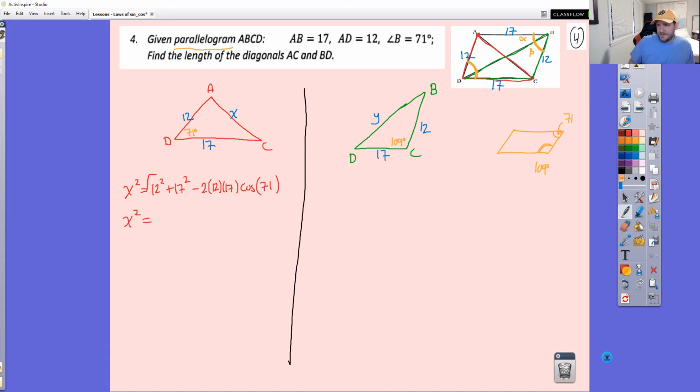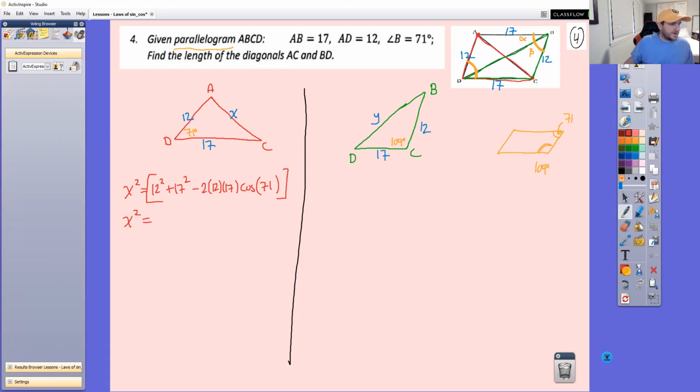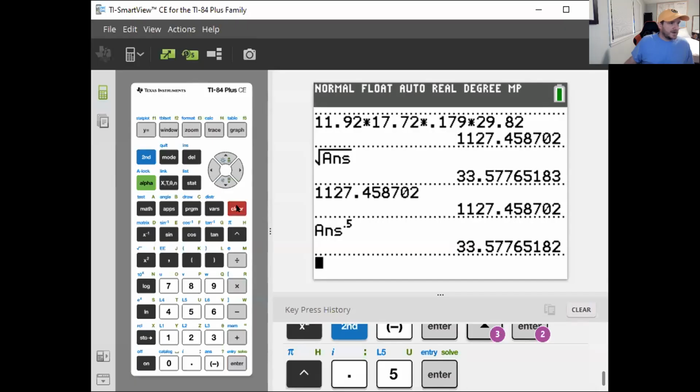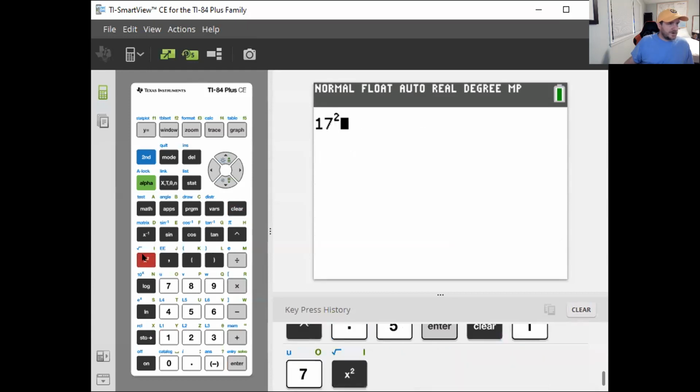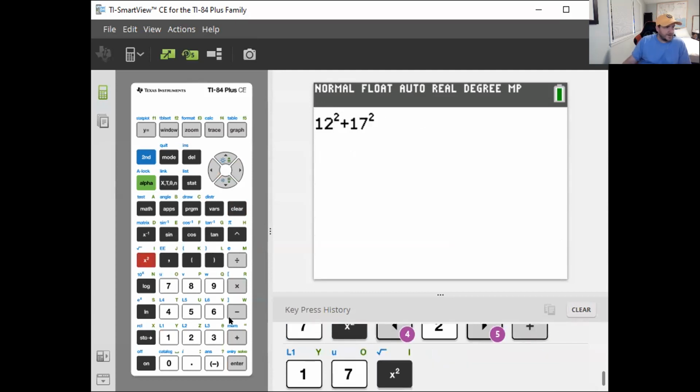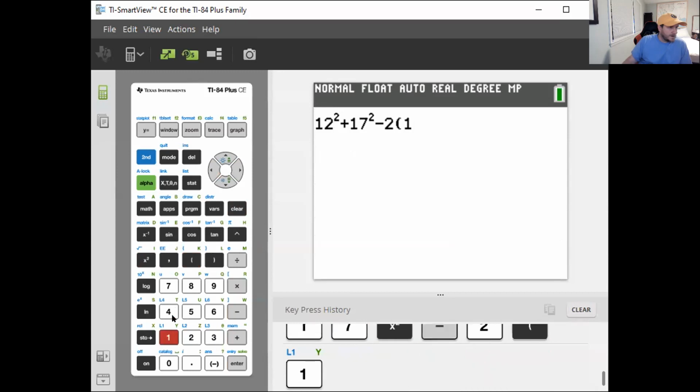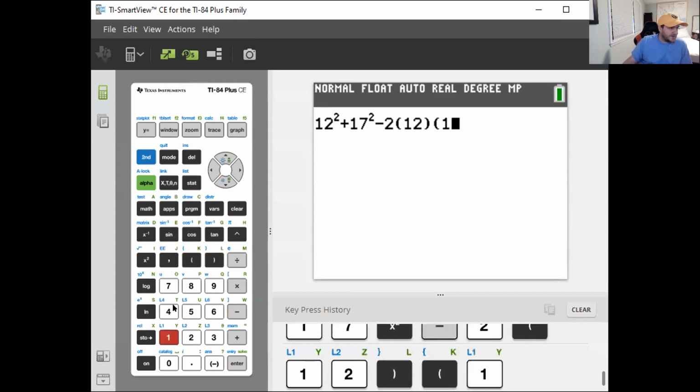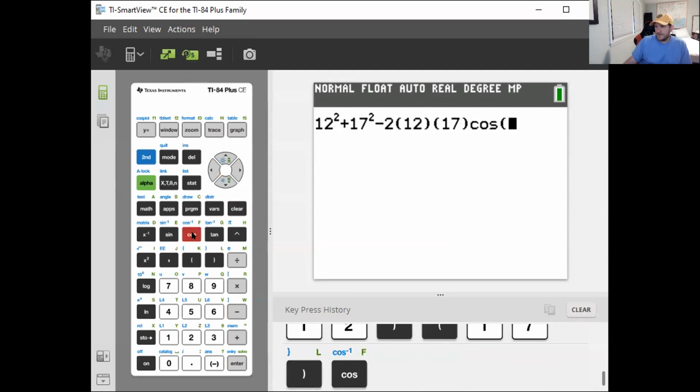So again, I'm just mashing the buttons on all of this and getting what I get. 12 squared plus 17 squared. Yeah, hold on. Let me do this in the other calculator so you all can watch. I think I've got a trick up my sleeve that you might appreciate. Clear all this garbage. 12 squared, 17 squared, minus 2 times 12 times 17 times cosine of 71.